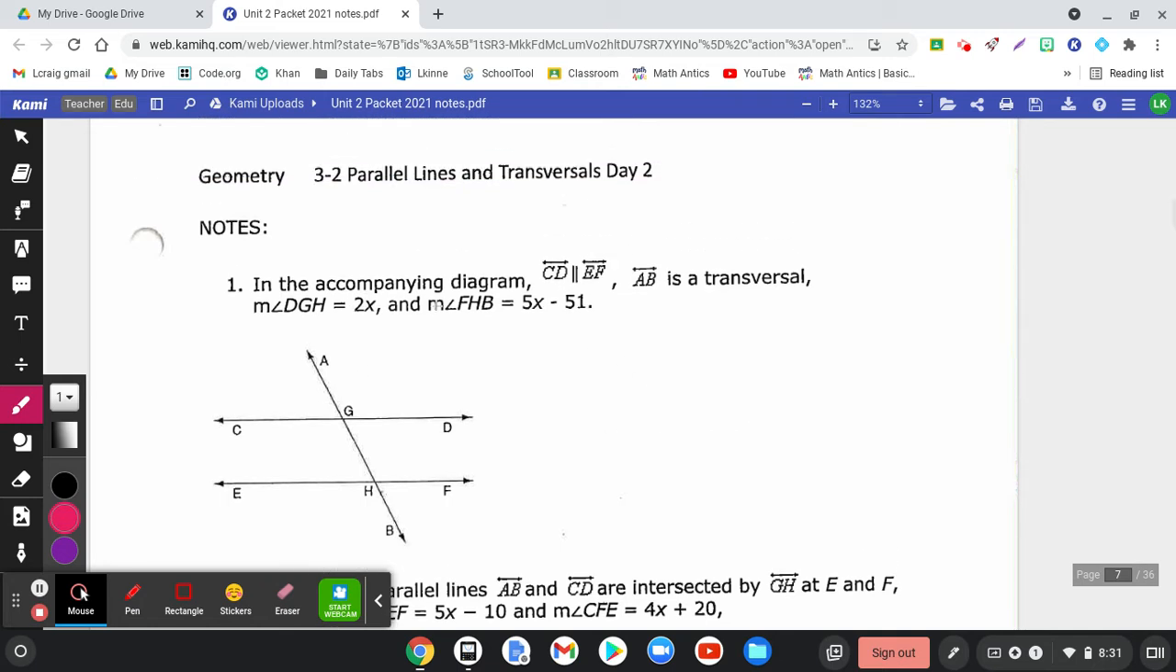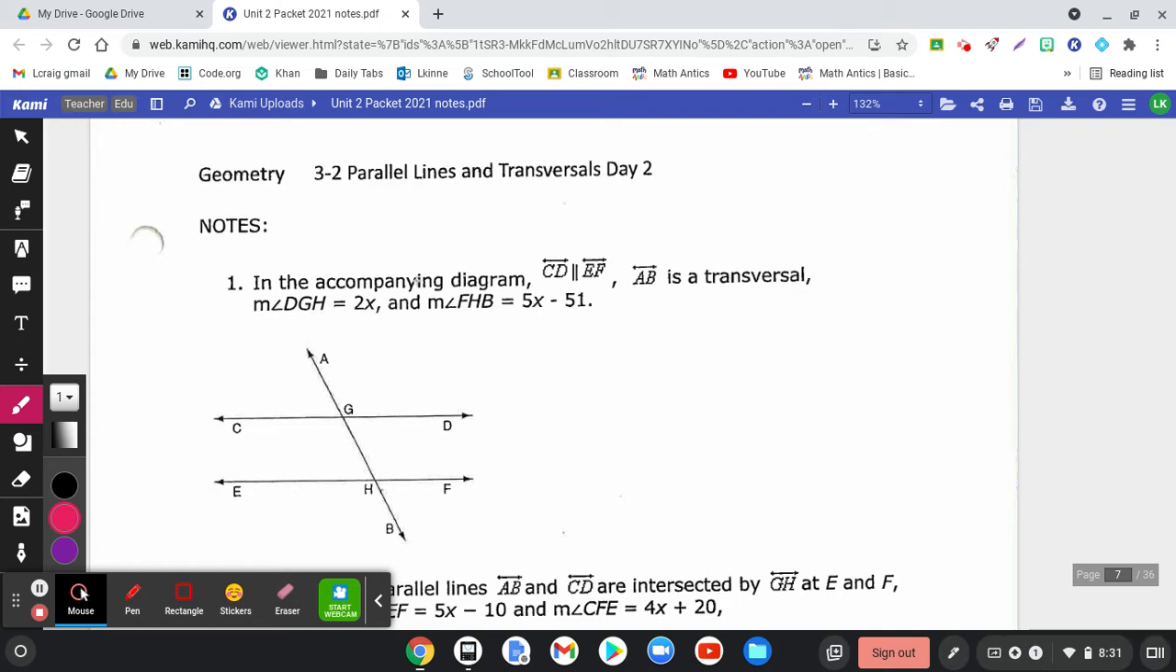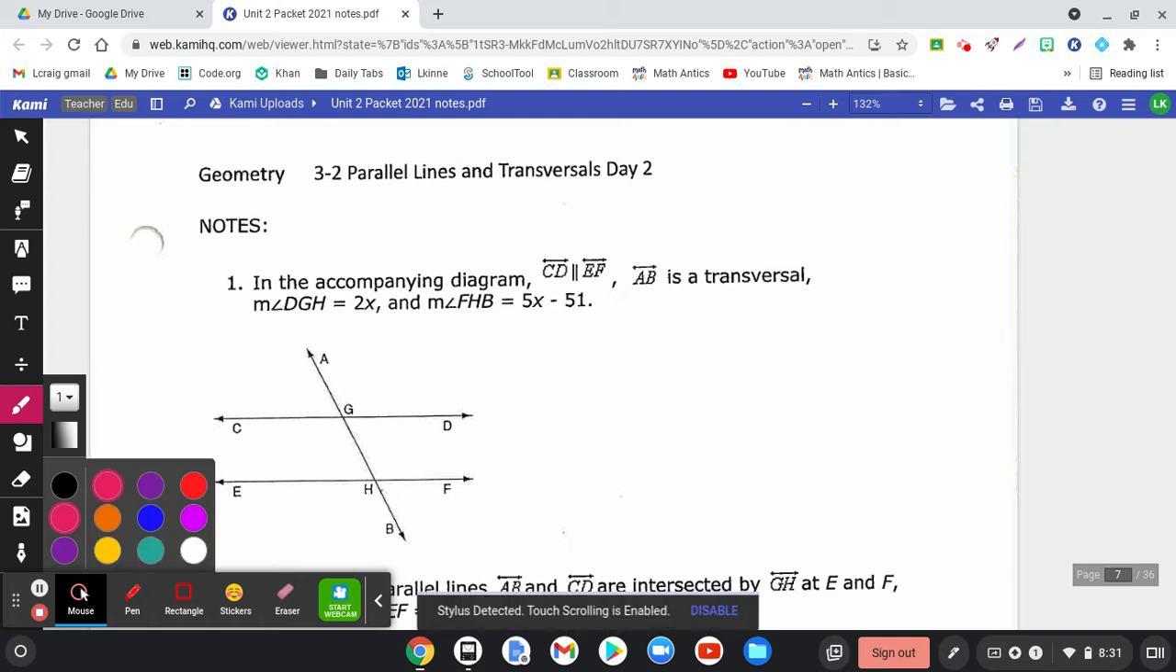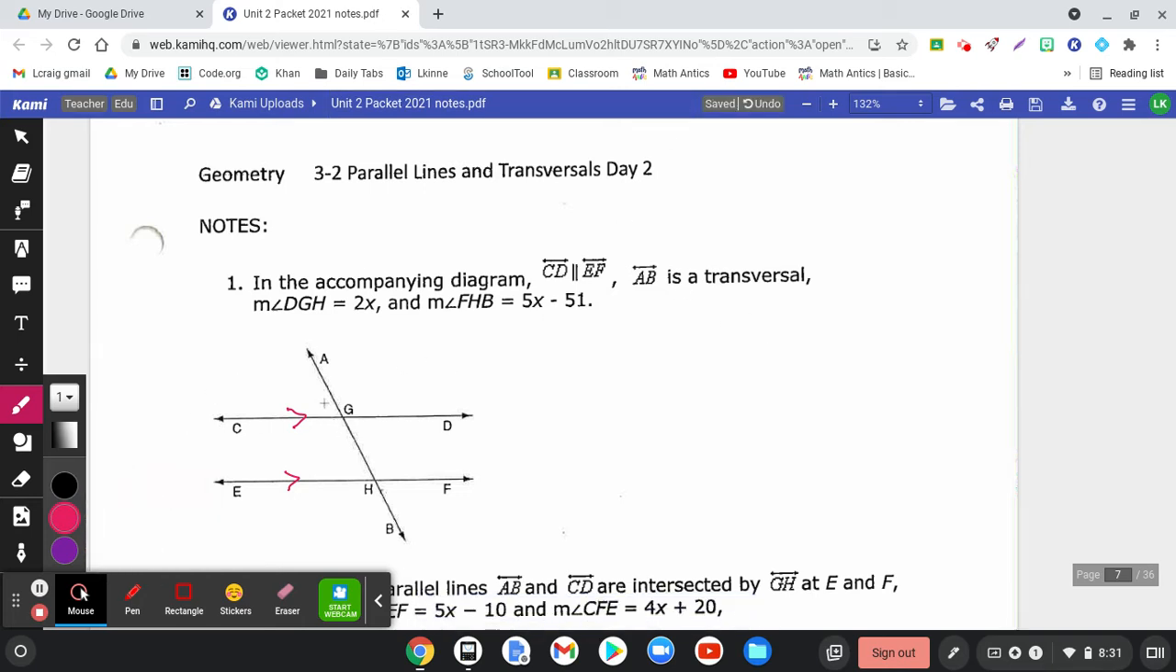All right, so we're just going to do some more practice with what we were working on Friday with the different types of angles. So let's just look at a few examples. In the accompanying diagram, line CD is parallel to EF. All right, so typically we'd see a little mark here. So CD and EF are parallel. It's telling us that. So what that means is when you have AB as your transversal, you're basically looking at two different size angles. So if the acute angles are 70, all four of them are 70, and all the obtuse would be 110 and so on.